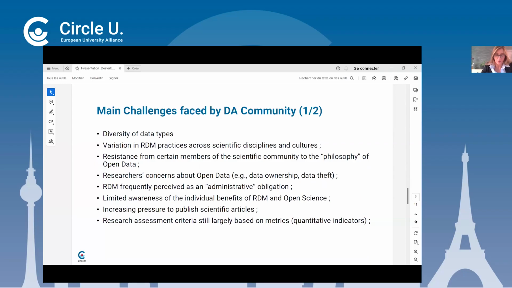Here my reflection is about the main challenges faced by the data ambassador community and the potential actions to overcome these challenges. The first challenge is, according to me, the diversity of data types, which poses challenges in terms of training, support, and evaluation of open science practices. The second challenge is linked to the first: the variation in research data management practices across scientific disciplines and cultures.